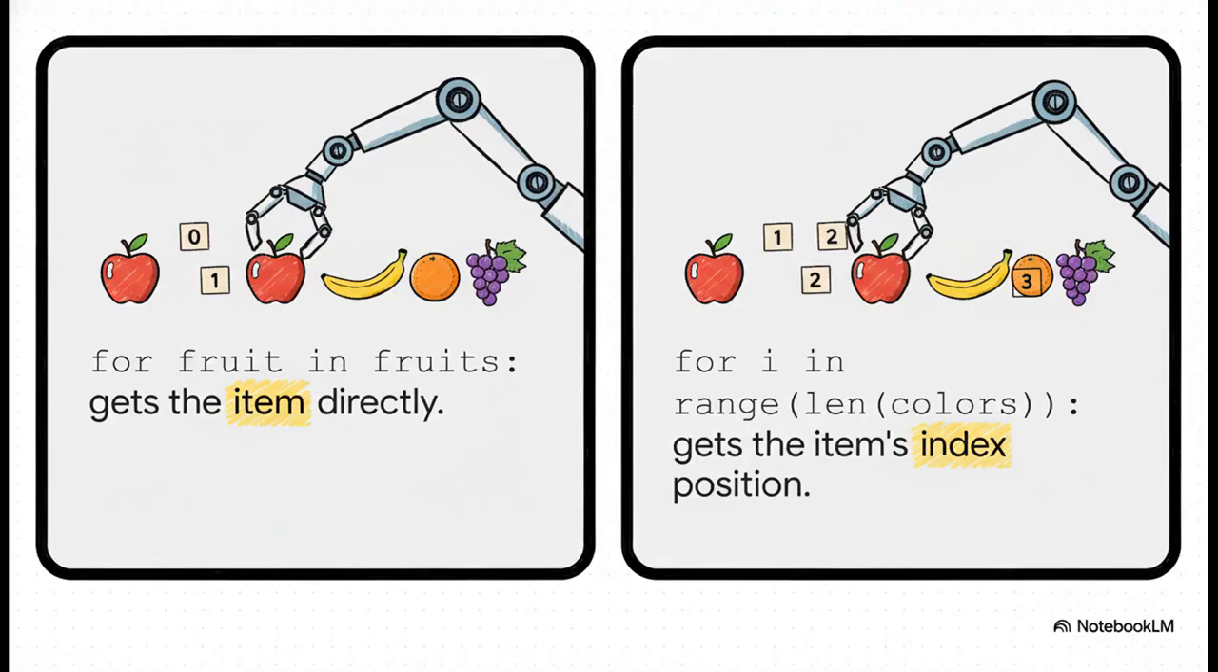Okay, let's compare these side by side. The simple loop on the left just hands you the item directly. Apple, banana, cherry. Easy. But the index-based loop on the right works a little differently. It doesn't give you the item itself. Instead, it gives you the item's position number, its index: 0, then 1, then 2. It's up to you to then use that number to go get the item from the list.